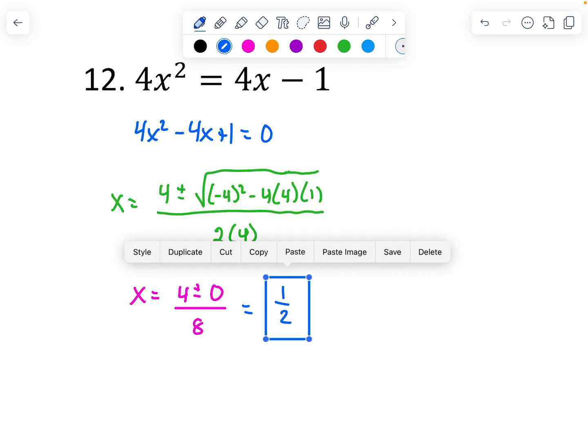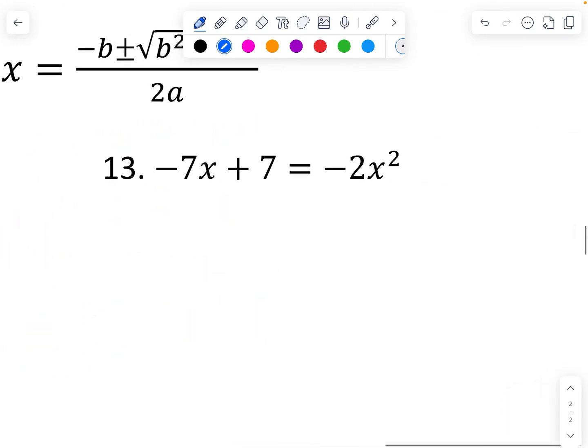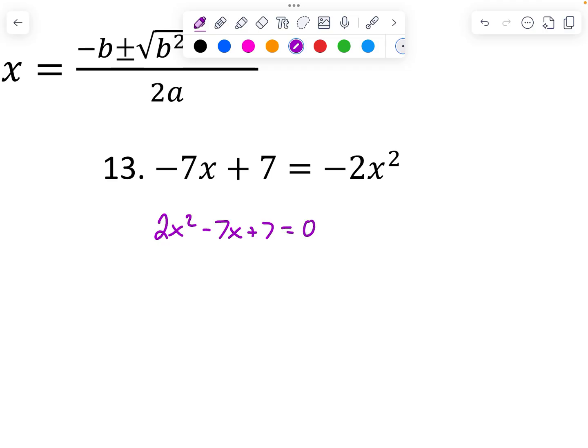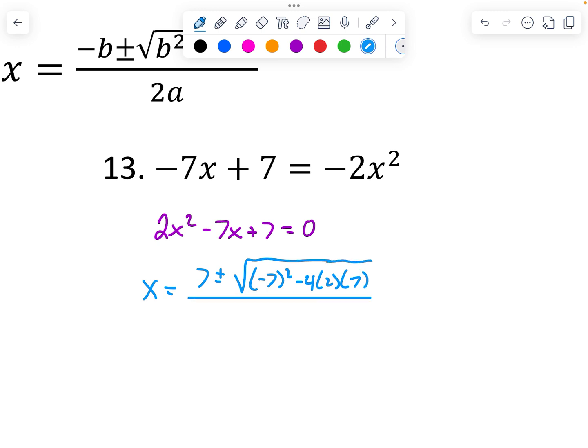Okay, and then finally, we have another quadratic formula problem right here. Add this over to here to make it positive and to set it equal to 0. Again, you don't have to make it positive. You could take these two terms to that side if you want. But it's 2x squared minus 7x plus 7 equals 0. And once again, we're going to do x equals the opposite of b, which is 7, plus or minus the square root of b squared minus 4 times a times c all over 2 times a, which gives us that.